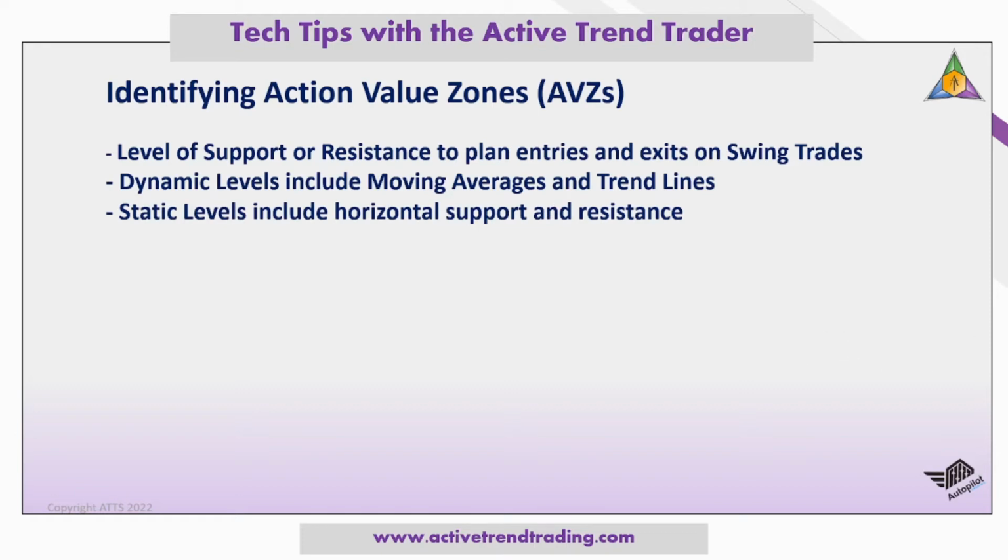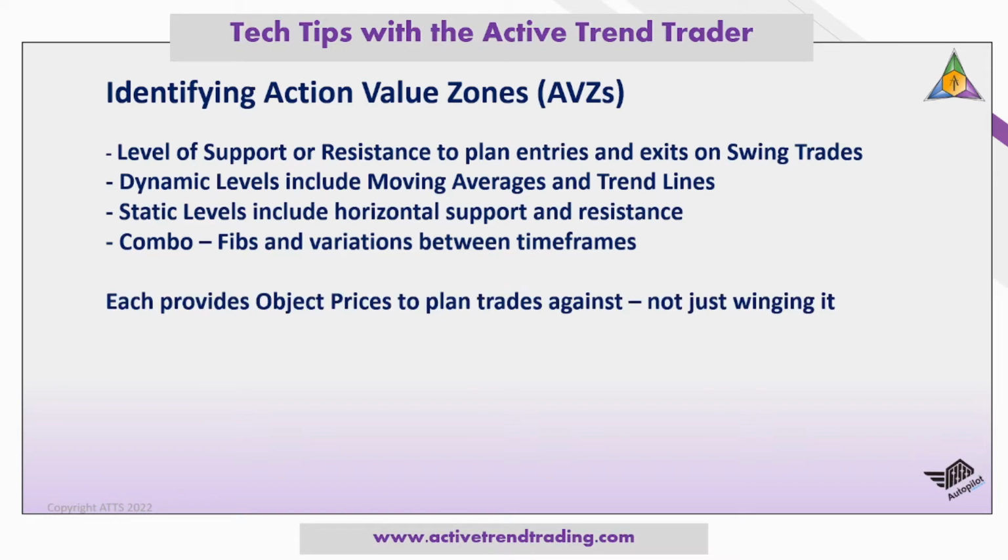What else we have there? Combos. Combos include Fibonaccis and variations between time frames. Sometimes you switch from a shorter time frame to a longer time frame, and you'll see hidden levels of support and resistance that will pop out. If I'm looking for horizontal support and resistance, I lean towards the longer term time frames because they tend to be a little bit stronger in both the support and the resistance aspect. And so each provides objective prices to plan trades against, so you're not just winging it.